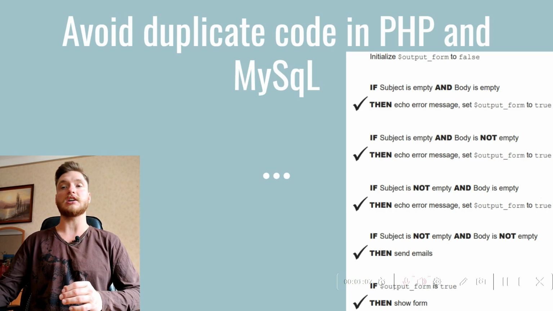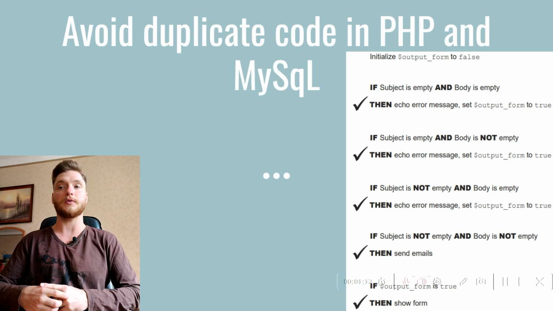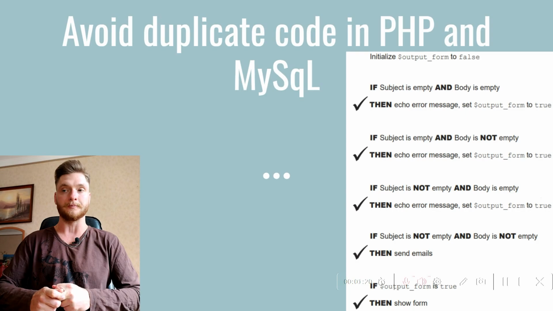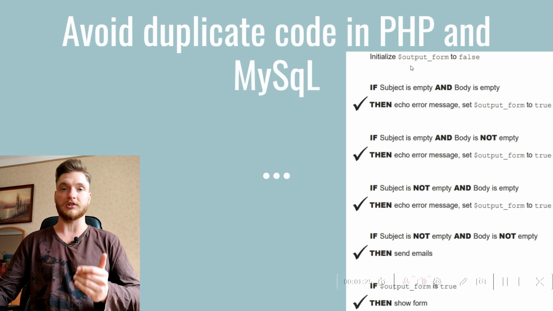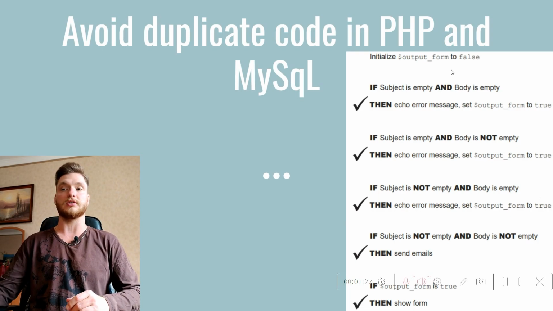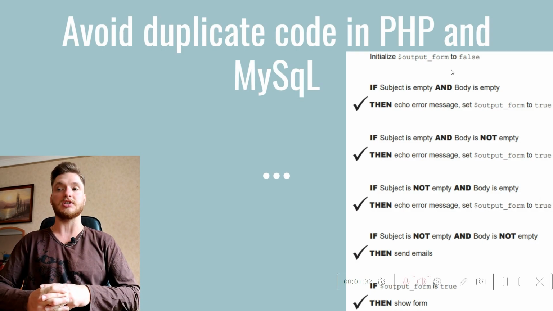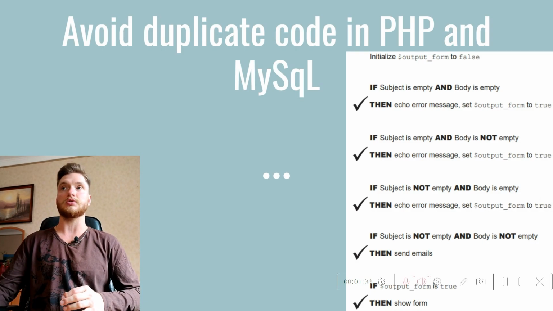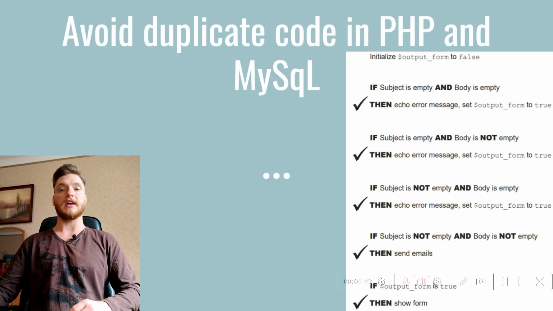So we need to start out the script with $output_form set to false and then only change it to true if a form field is empty and we need to show the form. So setting $output_form to false initially means the form won't get shown unless there is a validation problem that causes its value to change. These error messages are slightly different to indicate the specific form fields that are empty.